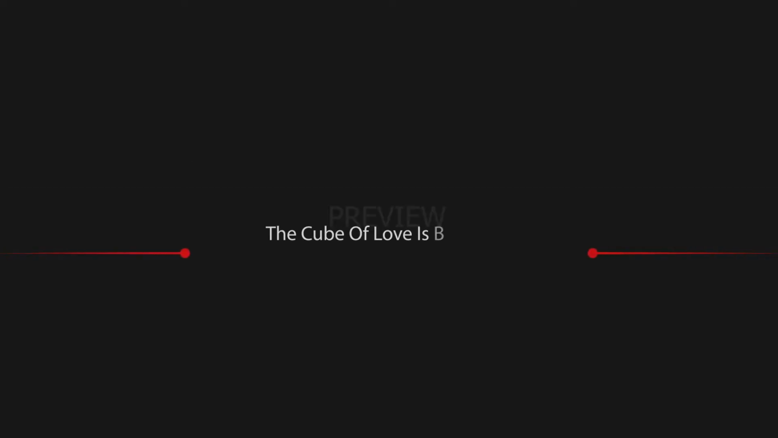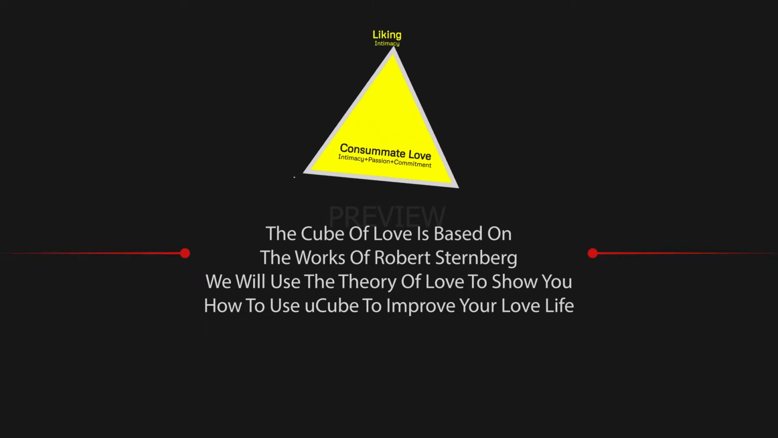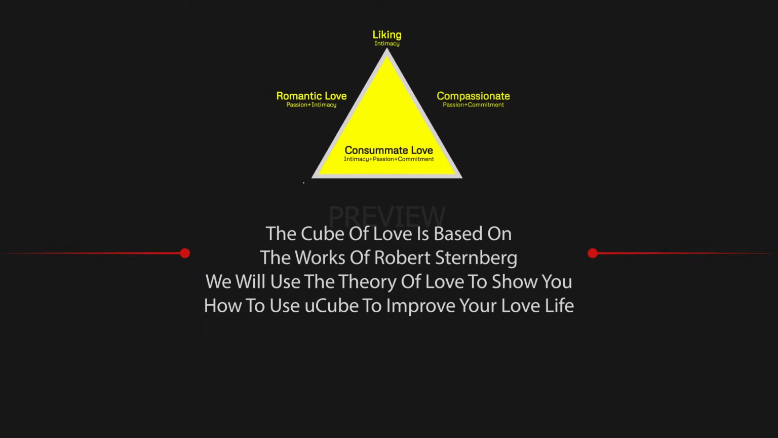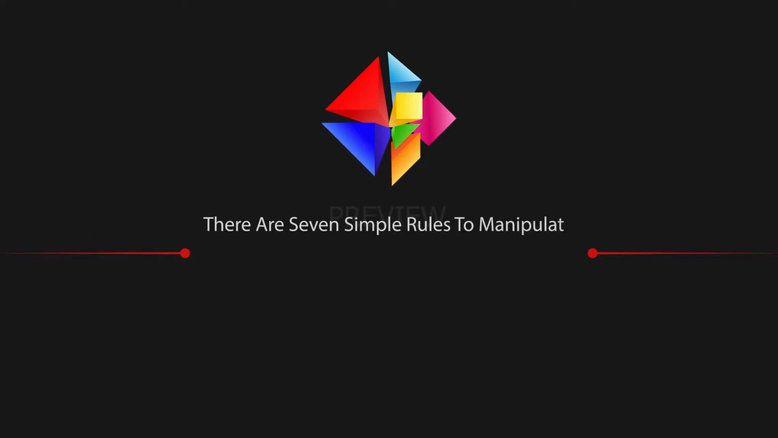The Cube of Love is based on the works of Robert Sternberg. Now, let's see how you can play with the uCube. We will use the theory of love to show you how to use uCube to improve your love life. Liking, intimacy. Romantic love, passion and intimacy. Compassionate love, intimacy and commitment. Infatuation, passion. Fatuous love, passion and commitment. Empty love, commitment. There are 7 simple rules to manipulate uCube.